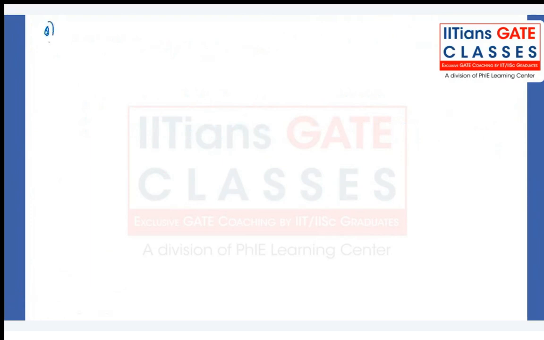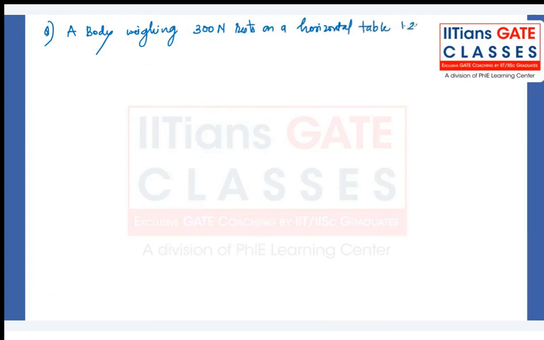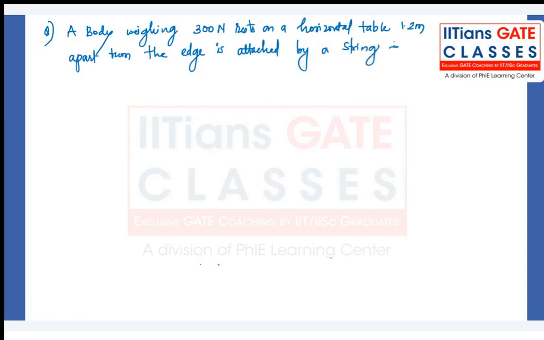Take a question. A body weighing 300 Newton rests on a horizontal table, 1.2 meter apart from the edge, and is attached by a string to a 30 Newton weight, which hangs over the edge.